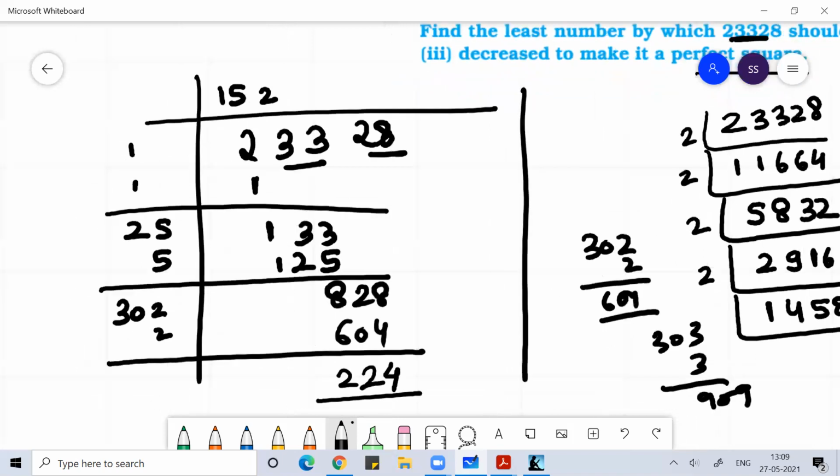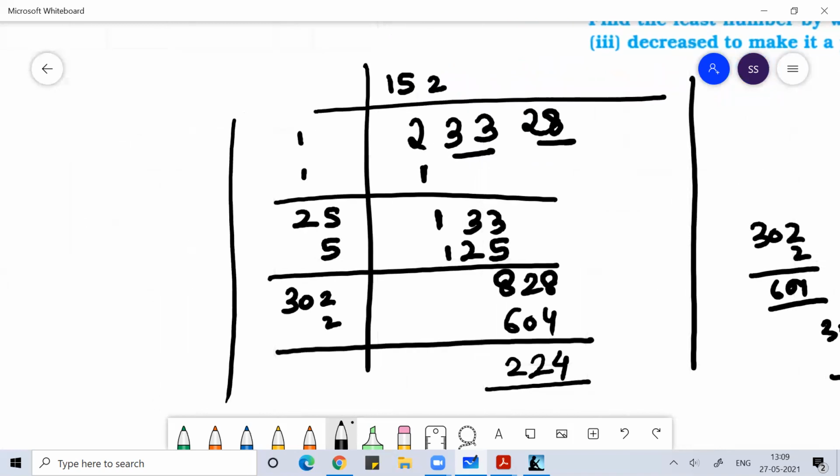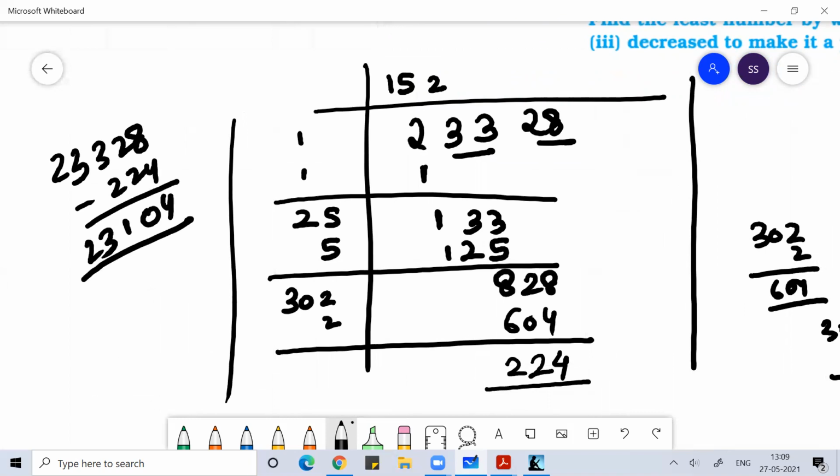Imagine if this number were 23328 minus 224. Imagine if this number had been 23104, then this would have been a perfect square. Can you understand this? Yes, sir.